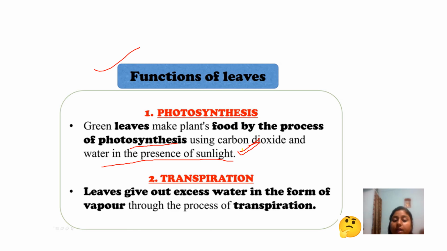Now, second is transpiration. The leaf gives out excess water in the form of vapor through the process of transpiration. So what happens in transpiration? In the leaf there is excess water present, so that excess water evaporates through the process of transpiration.